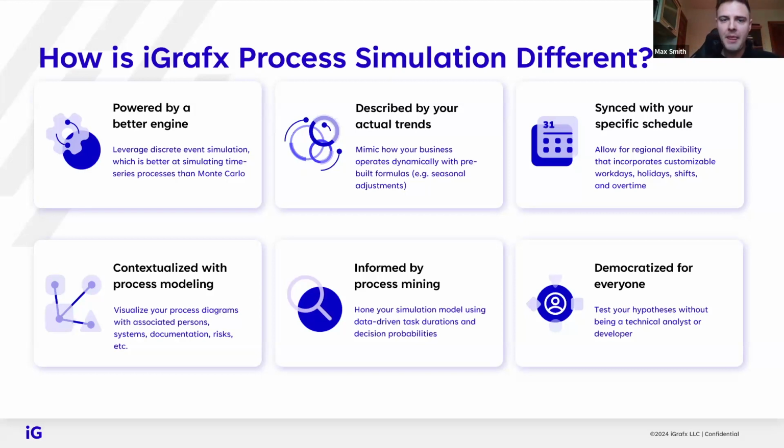The next two, contextualized with process modeling and informed by process mining, are part of a greater process intelligence set of tools. So at iGrafx, we offer the Process360 Live platform, which is a process intelligence platform. And so, like I was saying earlier, process simulation doesn't happen in a vacuum, right? You want to contextualize those models that you're running.